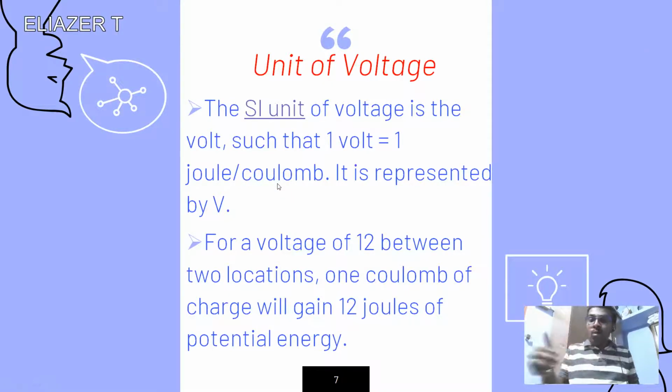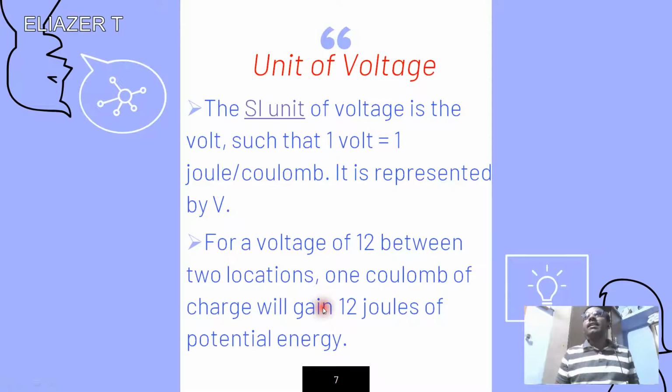To move 1 coulomb of charge, how many joules of energy is needed? Okay, motion, mechanical energy, the small mechanical movement. So when a voltage of 12 volts is connected, what does it mean? 1 coulomb of charge will gain 12 joules of potential energy. To gain 12 joules of potential energy per coulomb, that is 1 volt.